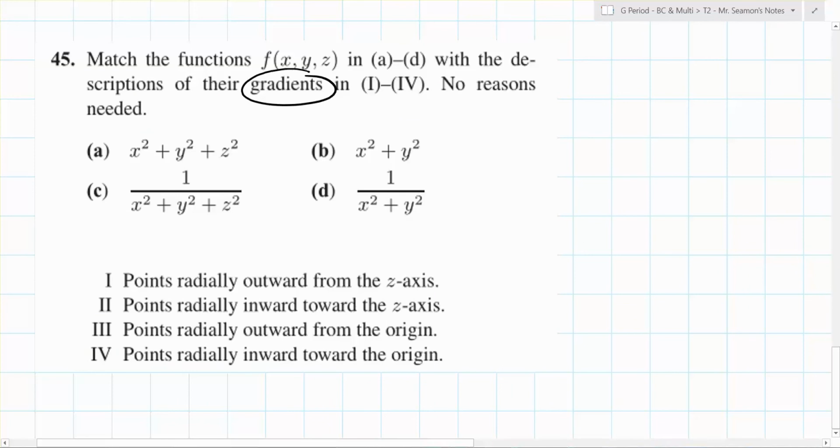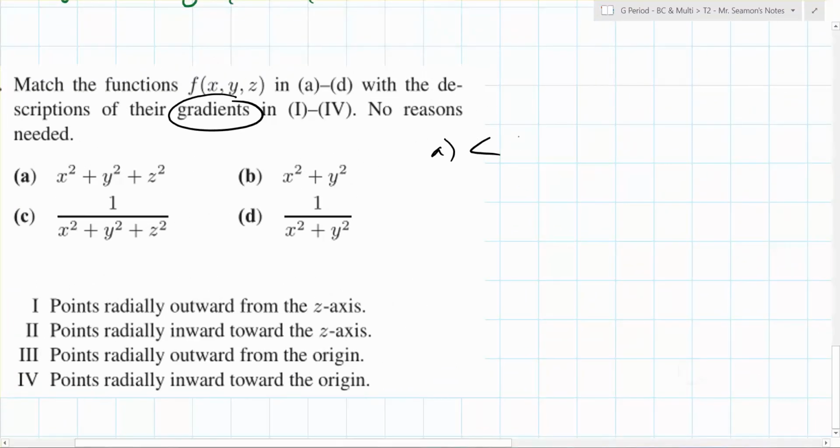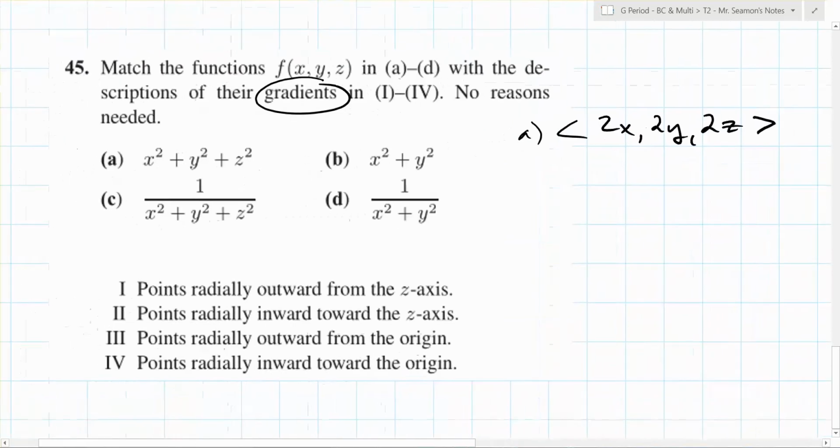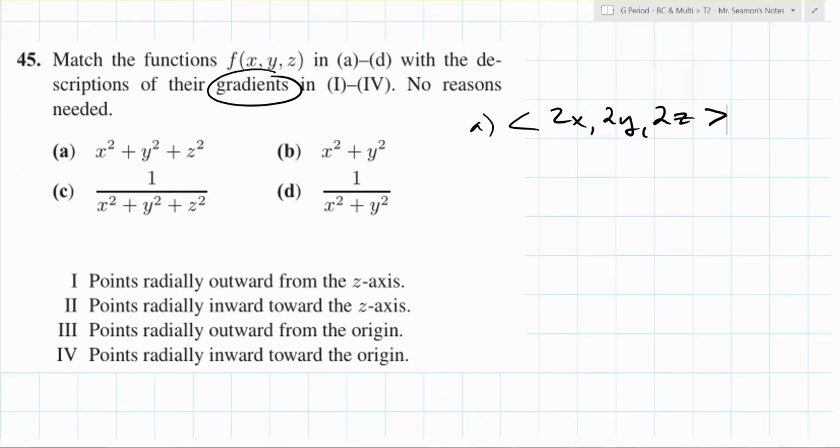Gradients? So how do you find the gradient of one of these? Like for A, what is the gradient for A? Yeah, you do all the partials. So what's the partial with respect to x? The partials with 2y and 2z, right? And that is the gradient at any point. So if you put in a point, let's say you're at the point 1, 1, 1, what is that gradient? It's going to be 1, 1, 1, right? 2, 2, 2, and then it's 3, 3, 3, and then 4, 4, 4, and then 5, 5, 5, depending on what you plug in. So which one points radially out from the origin? Does it point out from the origin?